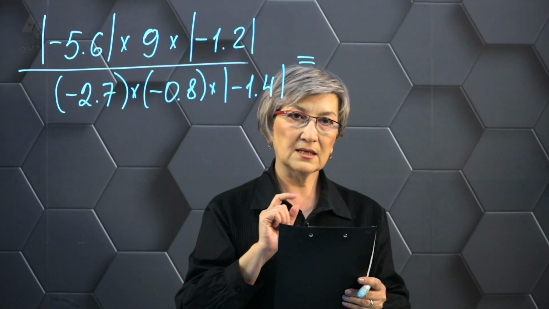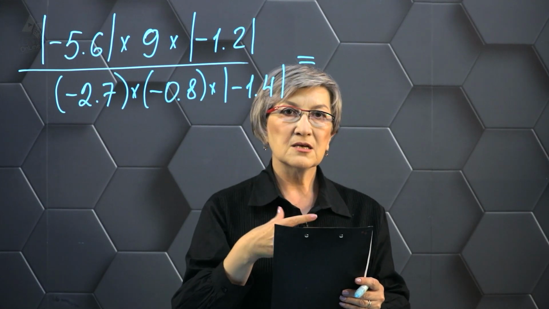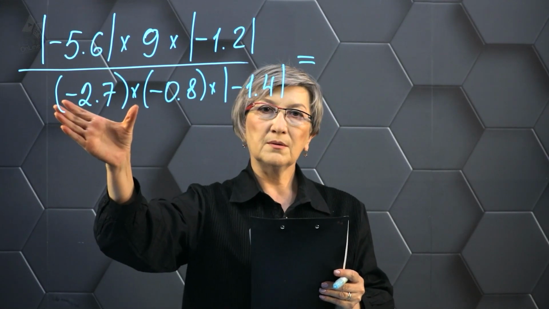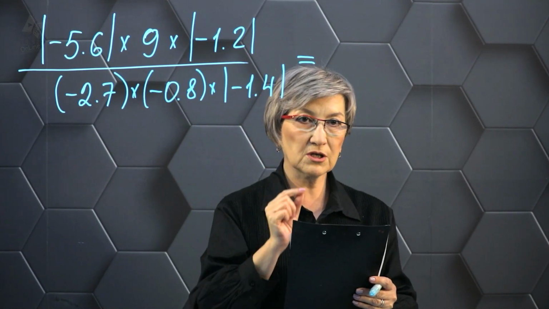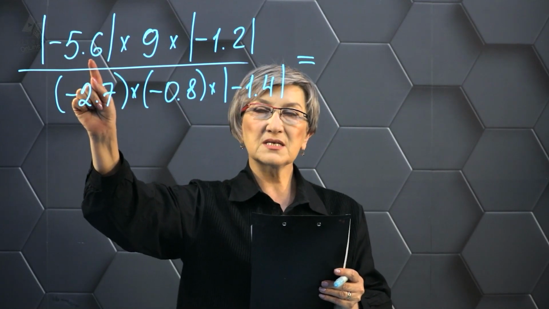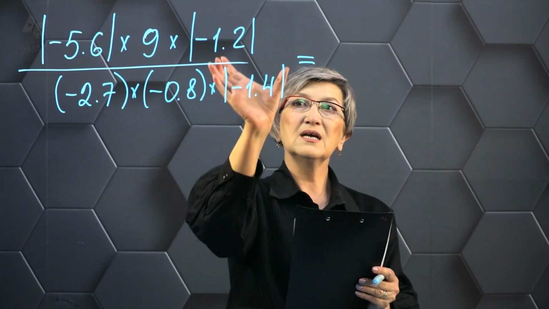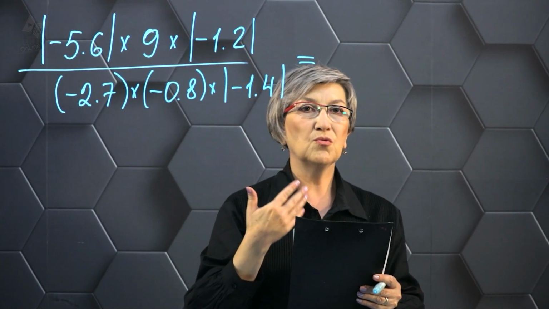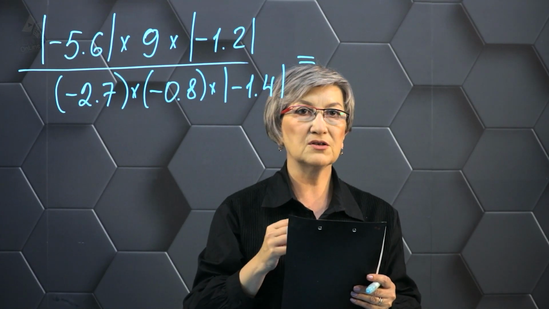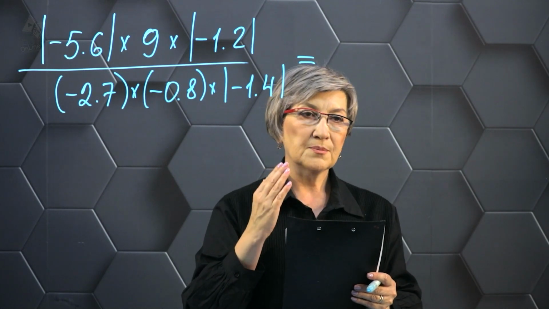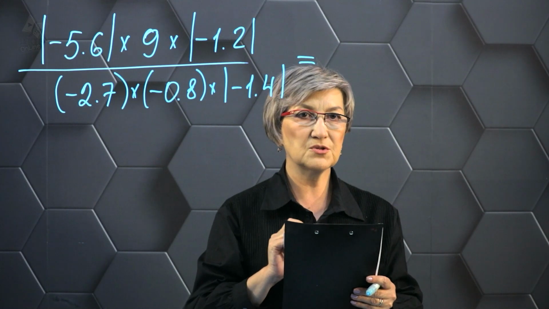Pay attention to this example. The thing is, in this example, what is different about the parentheses for the numbers? The numbers minus 2.7 and minus 0.8 are written in parentheses, and the numbers minus 5.6, minus 1/2 and minus 1/4 are written using modulus. What is the modulus of a number? It is the absolute value of that number. And we know that the absolute value of any number, negative or positive, will always be a positive number.